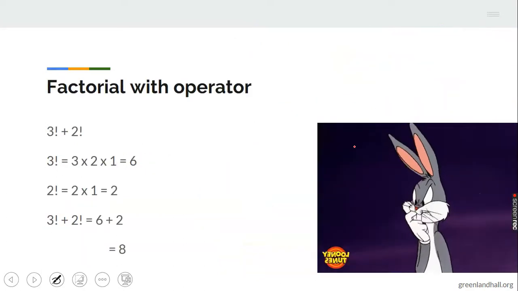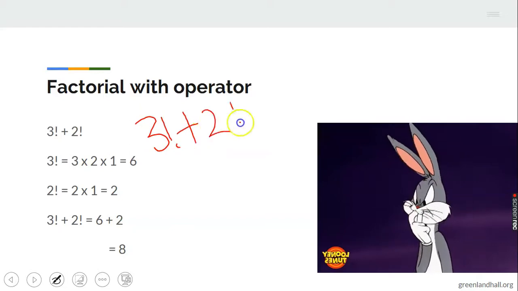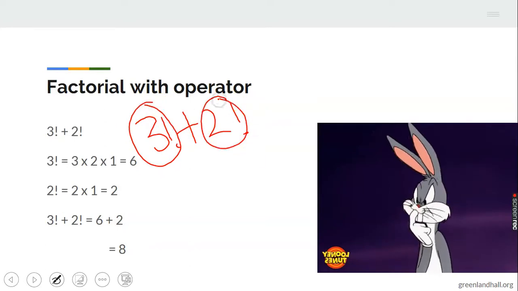Now, factorial with operators, these are very interesting. When we have factorial with operators, it's just to find the factorial of the numbers that you are given, and you evaluate them using the operator that is given to you. In this case, we have 3 factorial plus 2 factorial. What does that mean? It means I'm going to look for the factorial of 3 and the factorial of 2, and I'll add them together. Simple.